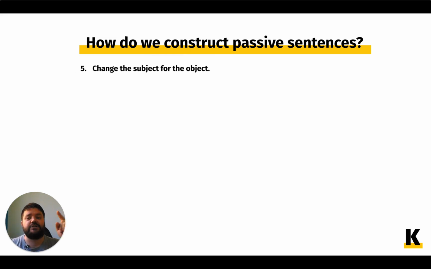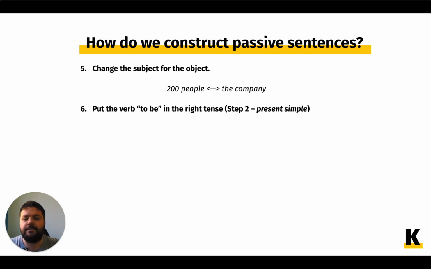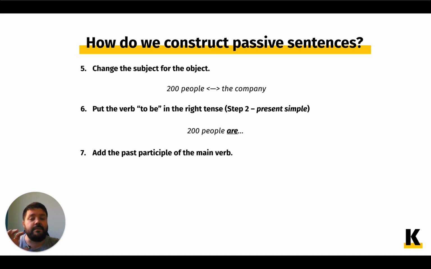Then we need to change the subject for the object, as I just said earlier. So we change 200 people for the company, and we put the verb to be in the right tense, as we said earlier as well. In this case, it's the present simple, so 200 people are. Now we need to add the past participle to that verb to be. We need to add the past participle of the main verb, which in this case was employ. So 200 people are employed.